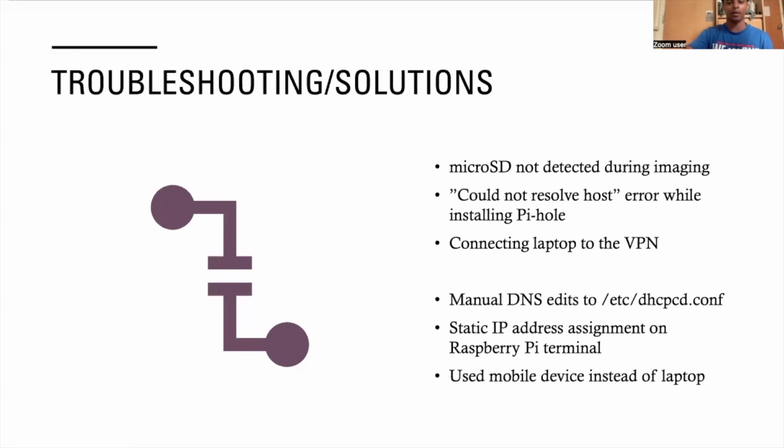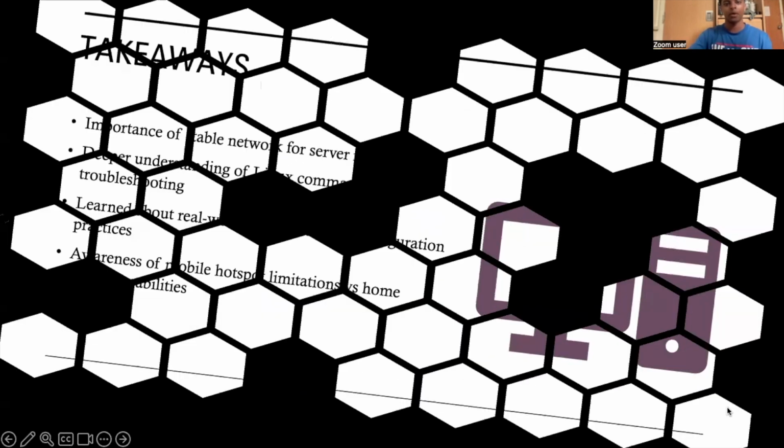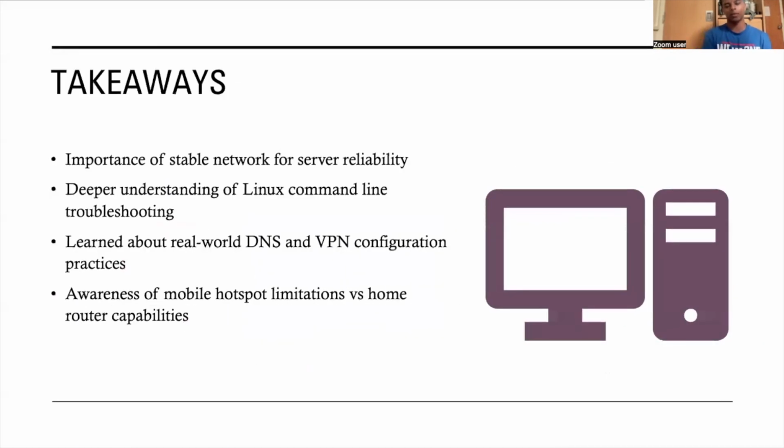Okay, now that I have showed you some of the troubleshooting, now let's move on to some of the takeaways. So some of the key takeaways from this project was that I now learned the importance of a stable network for server reliability. Having a stable network is more efficient for doing whatever work you have and automating whatever tasks you need to complete throughout the day.